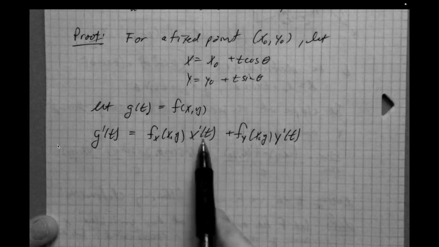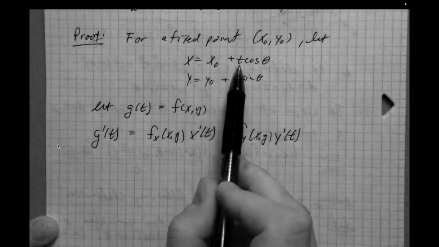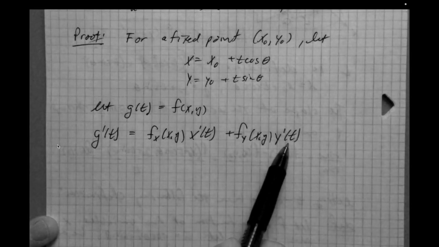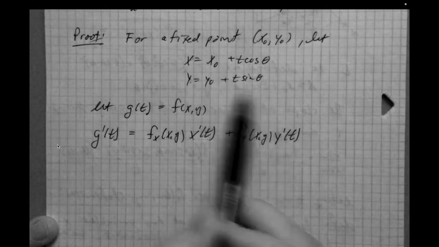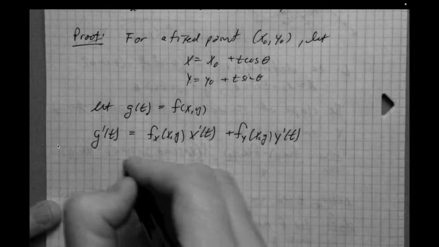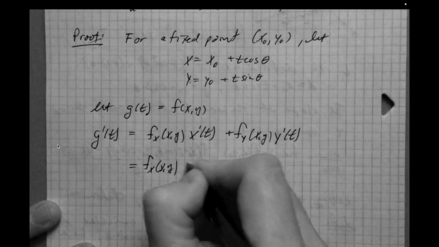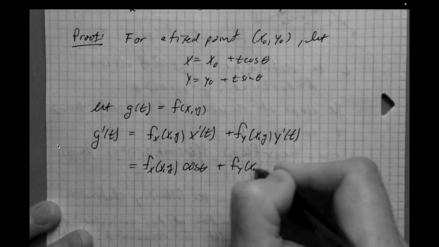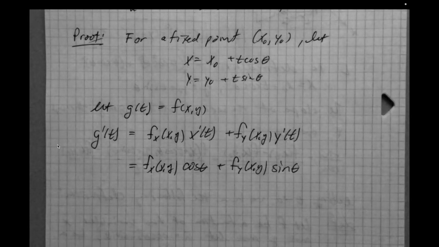Well, x prime of t is the derivative of x with respect to t. And so if we look at x, that's just going to be cos theta. And similarly here, this is just going to be sine theta. If you differentiate y with respect to t, that's what you get. And so this is all f sub x of x, y times cos theta plus f sub y of x, y times sine of theta. Okay, so we can get that really quickly.